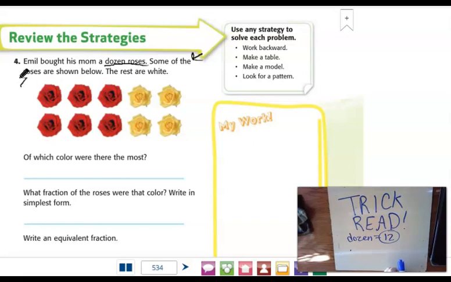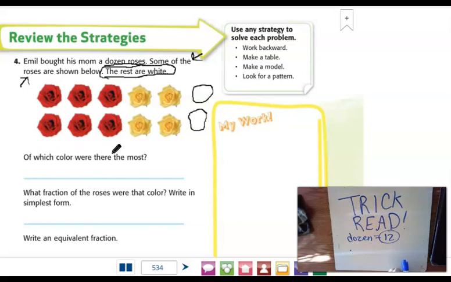Some of the roses are shown. It's not showing all of the roses. And here's the part that tells me. This is the trick part. The rest are white. Okay, so I've got 1, 2, 3, 4, 5, 6, 7, 8, 9, 10. And the mystery roses are 11, 12. And it says here they're white. So these are both going to be white roses.